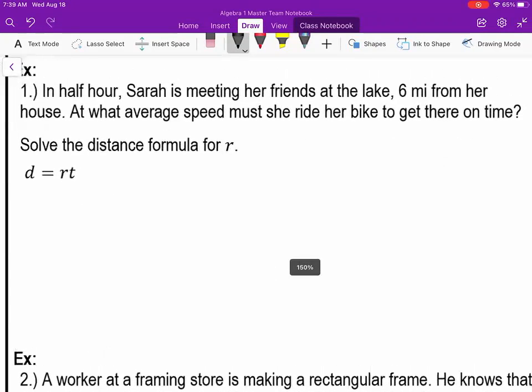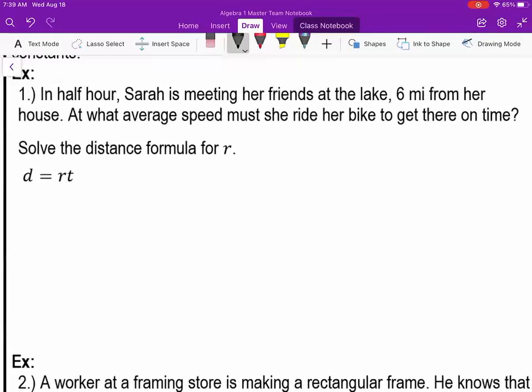So let's look at this example. The problem says, in half an hour, Sarah's meeting her friends at the lake, 6 miles from her house. So it's letting us know that it's 6 miles away. At what average speed must she ride her bike to get there on time? So what we want to know is the average speed in which she needs to ride her bike. So we're given the distance formula, which is D equals R times T. We just don't put the little dot, but it's times.